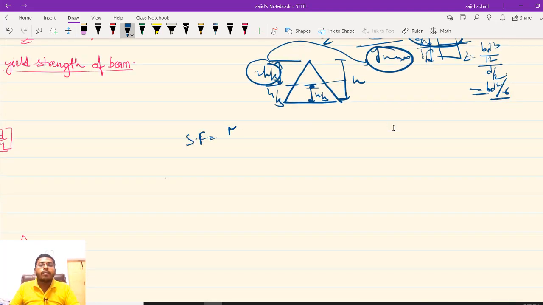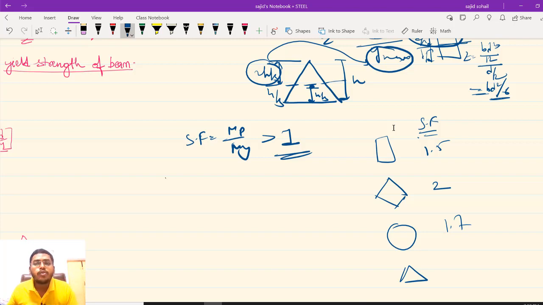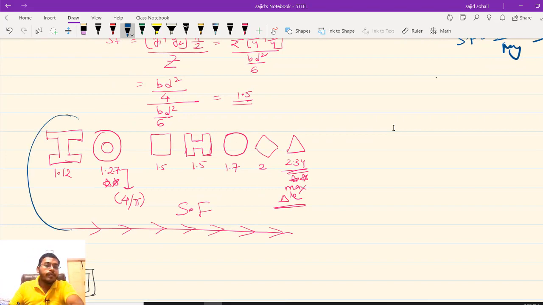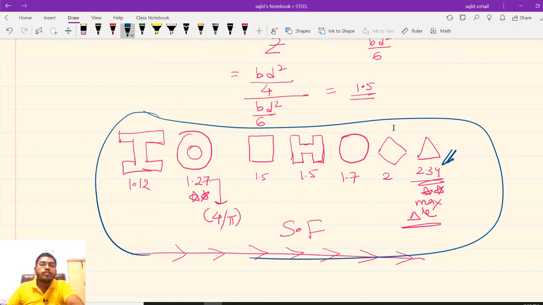So it is your MP divided by My, and it is always greater than 1. For various shapes, I have given the values, right? For a rectangle, how much is your shape factor? It is 1.5. For a diamond, what is the shape factor? 2. And for a circle, it was 1.7. For a triangle, how much? You should be able to tell. It was 2.34. And in the last module, I have given you this diagram. I hope you remember it. So the maximum is for the triangle, which is 2.34.